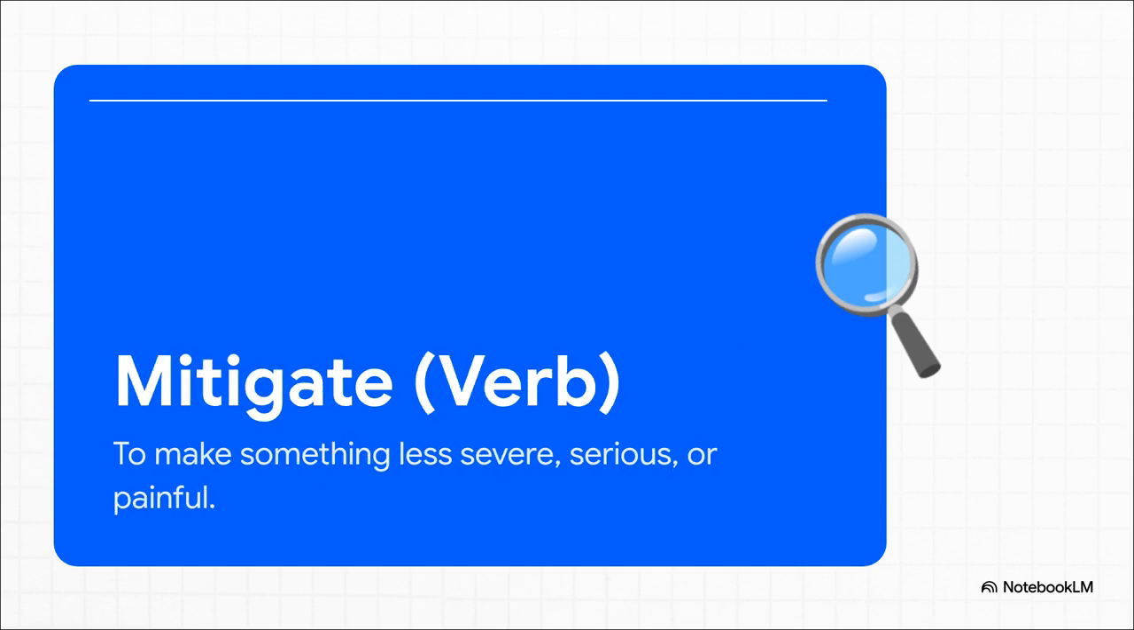Mitigate is such a great problem-solving word. It means you're trying to make a bad situation, well, less bad, to lessen the negative impact. So engineers might not be able to completely eliminate pollution, but they can develop new technologies to mitigate its impact on the environment, to make it less harmful.